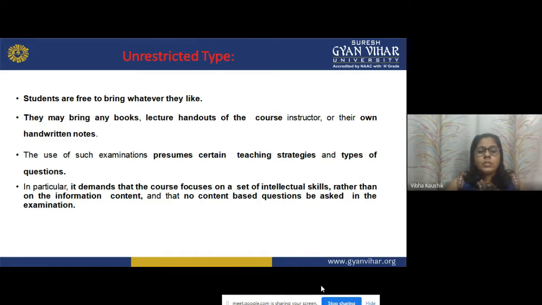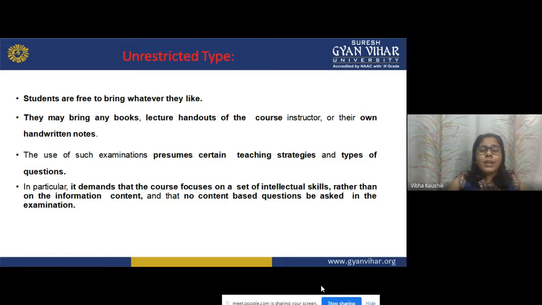The use of self-examination presumes certain teaching strategies and type of question. Means when we are using the open book exam in an unstructured type, it presumes certain teaching strategies, that these are the teaching strategies that should be employed by the teacher while giving the teaching learning process, and when the teacher has the knowledge that the student has to give the open book exam at the end.